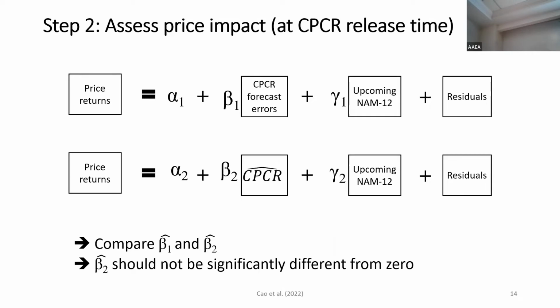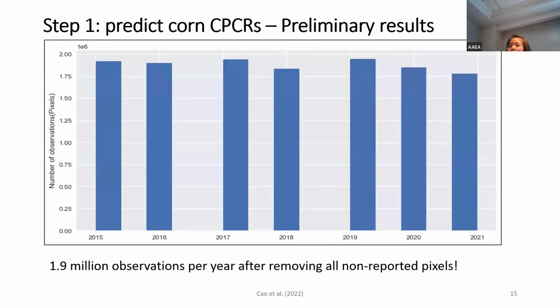You can do the regression with the forecast error on one side, and the predicted value on the other. So this beta 2 of the predicted value of the crop condition, in theory, if the market already predicted it before, should be insignificantly different from 0. And this is our placebo test for the surprise. As long as you have zero correlation there, you can claim that it's a surprise to the market. So that's the idea, and this is some preliminary result.